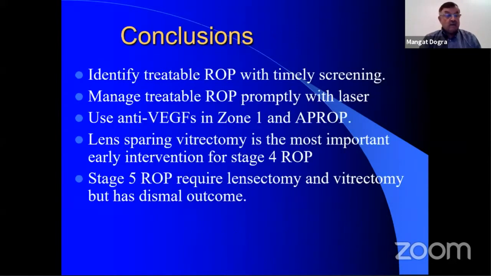And in conclusion, I would like to say, identify treatable ROP with timely screening. I think that 30 days, 30 दिन रोशनी के, and if you have a child 2 kgs and below, I think must screen within a month. Manage treatable ROP promptly with laser. Use anti-VEGF in zone 1 and APROP. You may have to combine with laser. And lens sparing vitrectomy is most important early intervention of stage 4, because you don't let them go to 5. Once they go to 5, despite lensectomy, vitrectomy, you will have a dismal visual outcome as well as anatomical outcome.